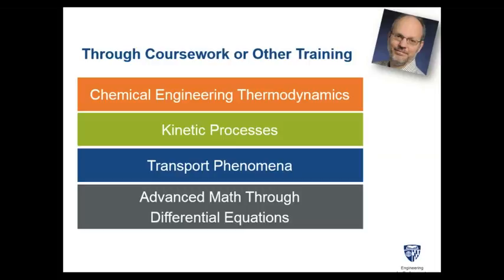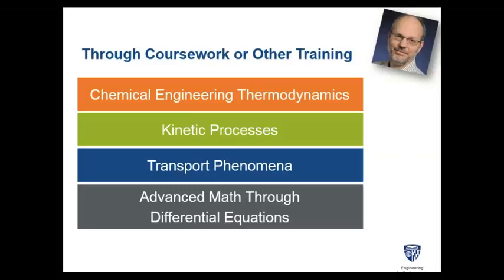Kinetic processes, often accompanied by reaction engineering, is another one of the core competencies of chemical and biomolecular engineering that our students must have, as well as transport phenomena, which includes fluid mechanics, mass and heat transfer. We want students to have some competency or undergraduate training in that, and then advanced math, calculus 1, 2, and 3 through differential equations. When we talk about these courses, we're talking about undergraduate competencies in chemical and biomolecular engineering. So how do you obtain that?